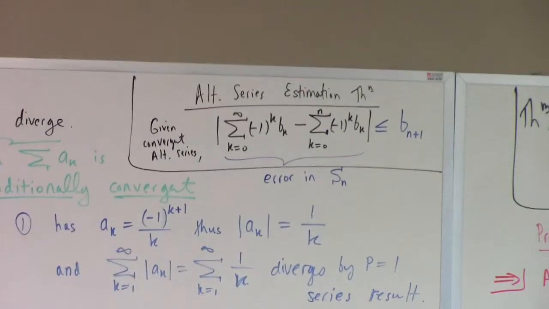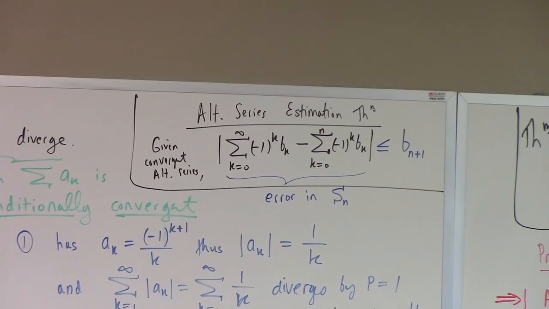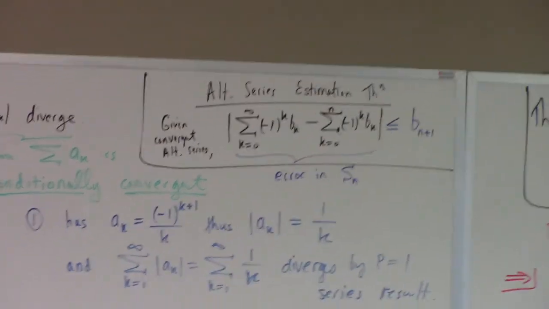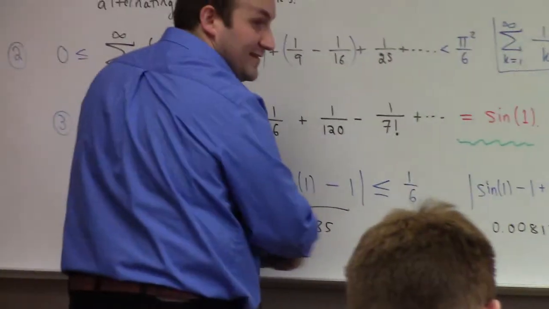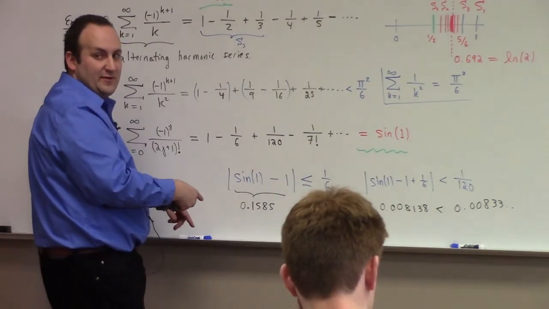The difference between sine of 1, which I'm claiming is actually the sum of this series, and 1, where 1 is the first thing in the series. The error between the actual truth and this approximation just using 1 is no larger than 1/6. And this is the numerical proof of that, assuming calculators can calculate sine of 1 in radians correctly.